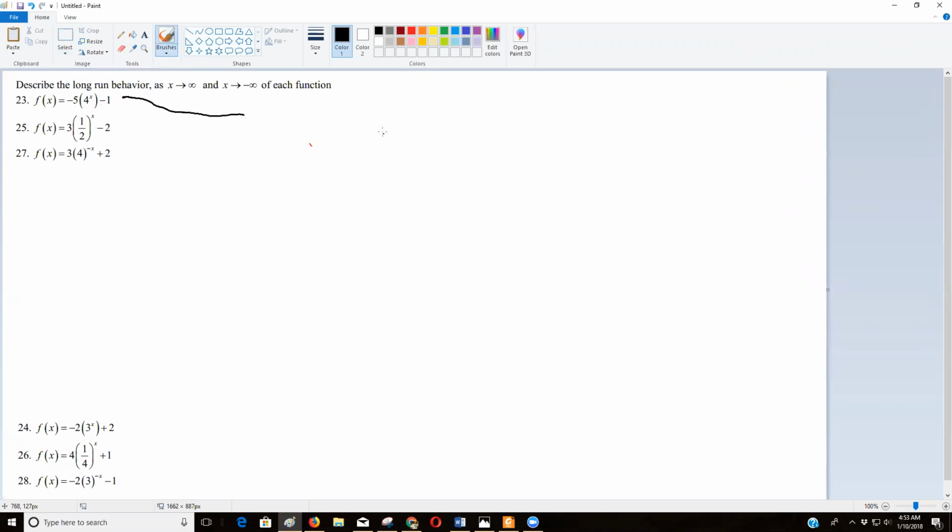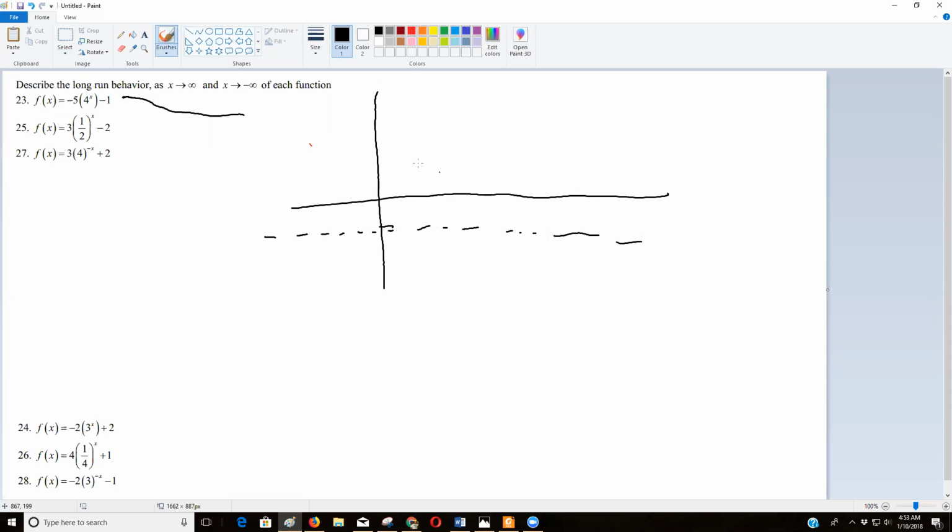And for that function, I'm seeing a horizontal asymptote at -1. So that tells me that this graph is going to look something like this. Here's my XY axis. I know there's a horizontal asymptote at y equals -1. I'm seeing an exponential growth function that's been reflected around the x-axis because of the -5.